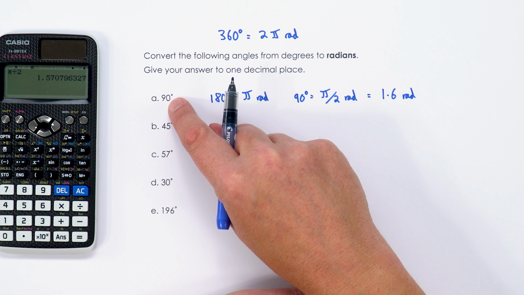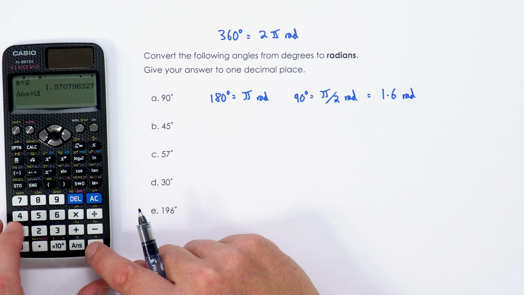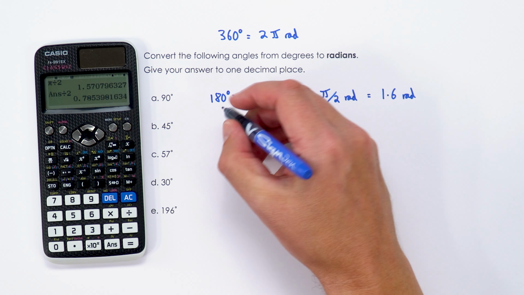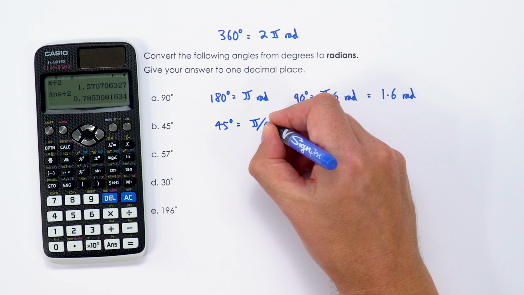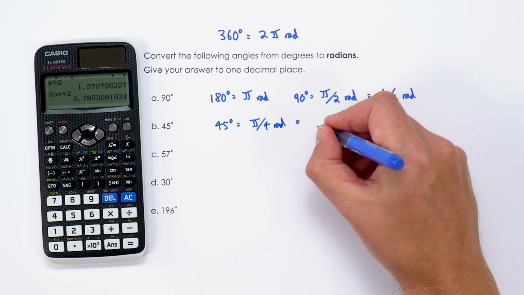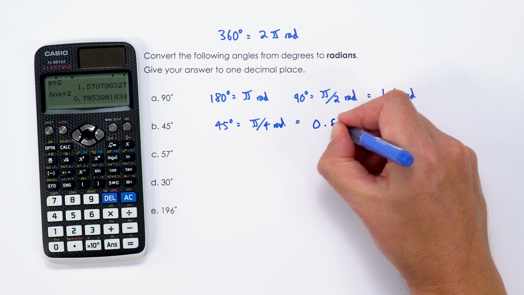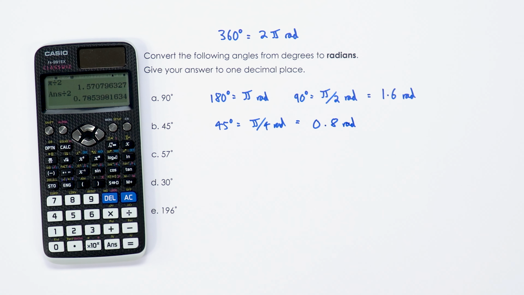Of course, if that's 90 degrees and we want to work out 45, we can just take that number and divide it by 2 again. And now 45 degrees, which is the same as pi over 4 radians, that's just equal to 0.78, which is 0.8 radians. Okay, the next one, 57.